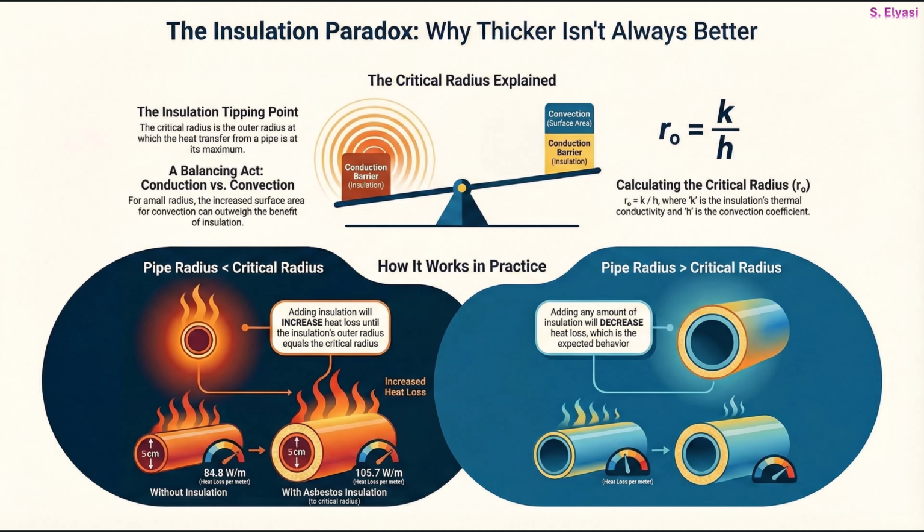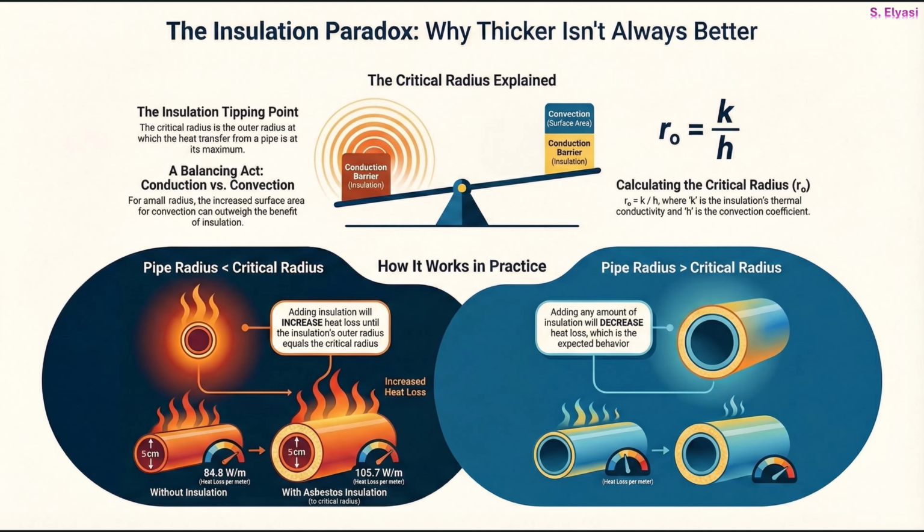Second, what's actually happening here? Well, it's a balancing act between two forces, conduction and convection. Insulation is great at slowing down heat transfer through the material, that's the conduction barrier. But here's the catch. Adding insulation also increases the total surface area, which gives heat a bigger window to escape into the air through convection. And finally, this is where it gets really interesting for small pipes. If your pipe's radius is less than that critical radius, adding insulation will actually increase your heat loss.